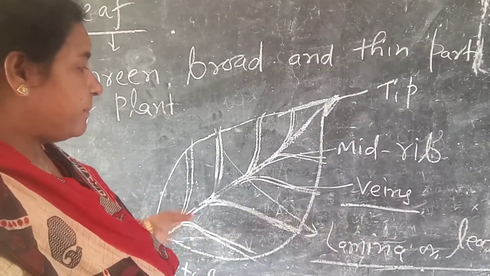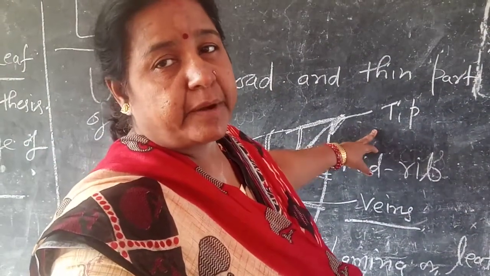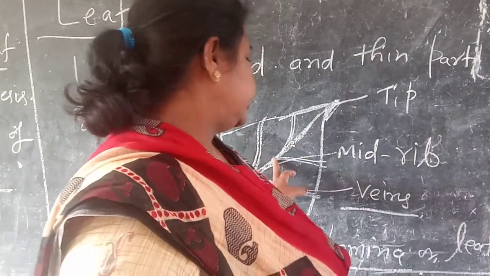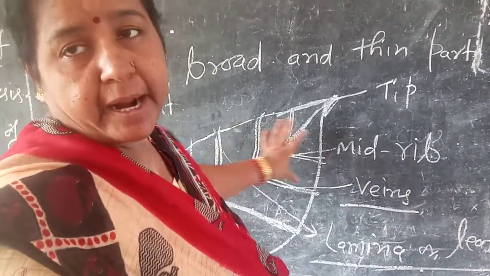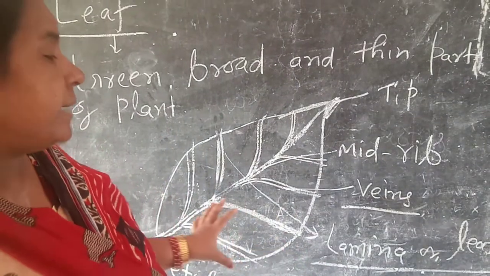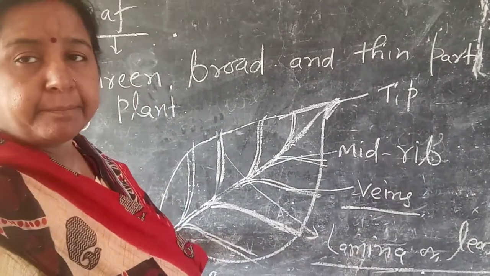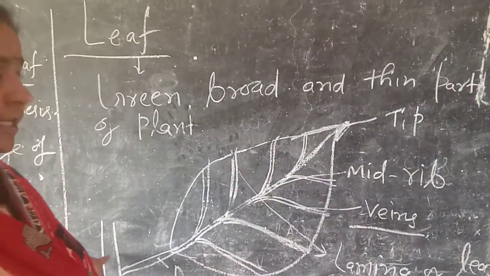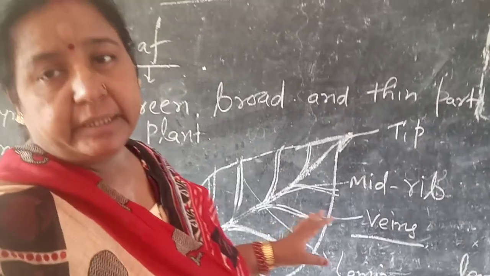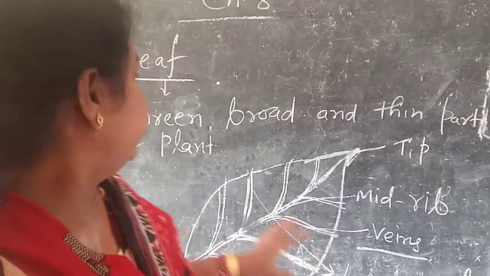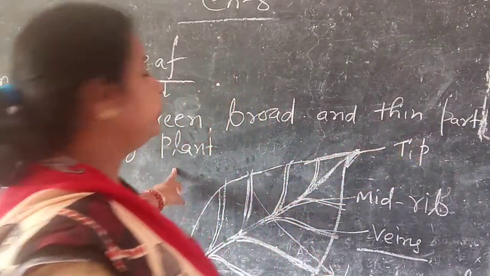Now these are the parts of leaf. That is tip, that is the last part, end part of the leaf, and this is the midrib, these are the veins, and the whole part of leaf is called lamina or leaf blade. Understand? Now the part by which it is attached with stem is called the petiole. These are the parts of leaf. Understand? Leaf is the green, broad and thin part of plant.